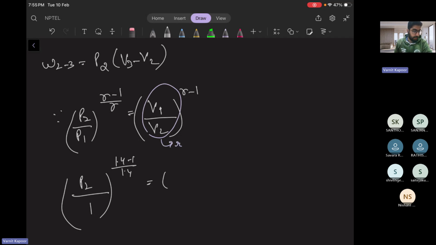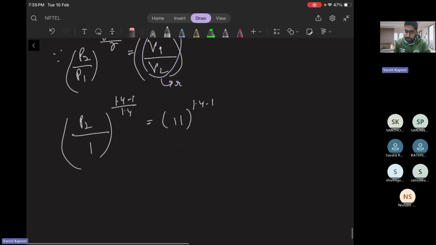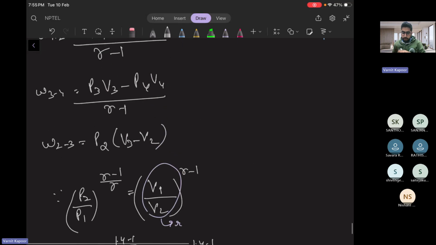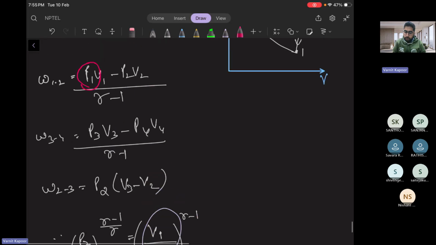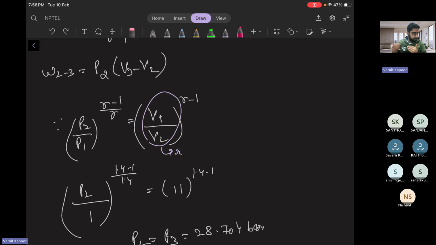Compression ratio we have already calculated above. It is 11 to the power of 1.4 minus 1. So from here you will get the pressure at position 2, which is equal to pressure at position 3 as well, constant pressure, 28.704 bar. So pressure you got to know at 1, 2, 3. Okay, so you can put the values. 1 you know, 2 you know, 3 you know, 4 you don't know so far. We need to get the fourth pressure also. Let us get one by one.